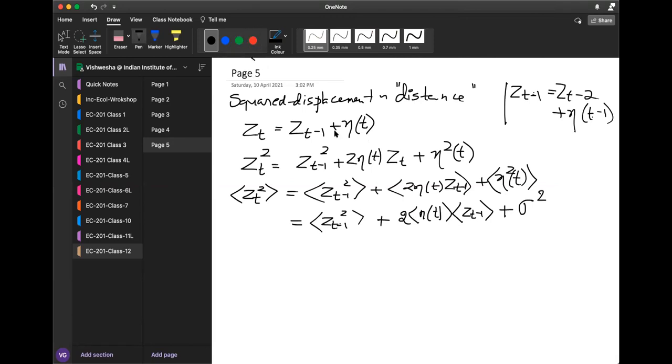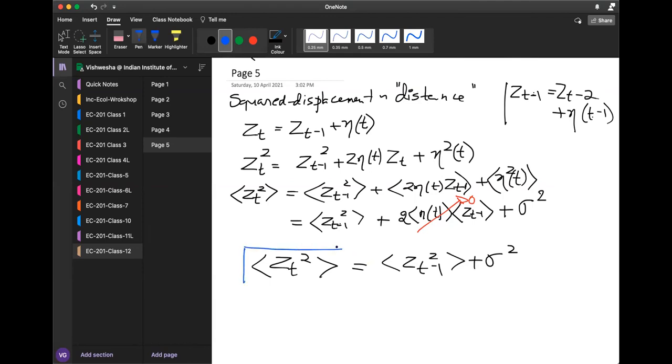Now we know that the average of eta_t is zero, therefore the second term basically goes to zero, right? So therefore we have a relationship. Is that correct? So we have this new relation. Unlike the previous one, they're not equal, but they're separated by a constant value, which is nothing but the variance of the noise term.